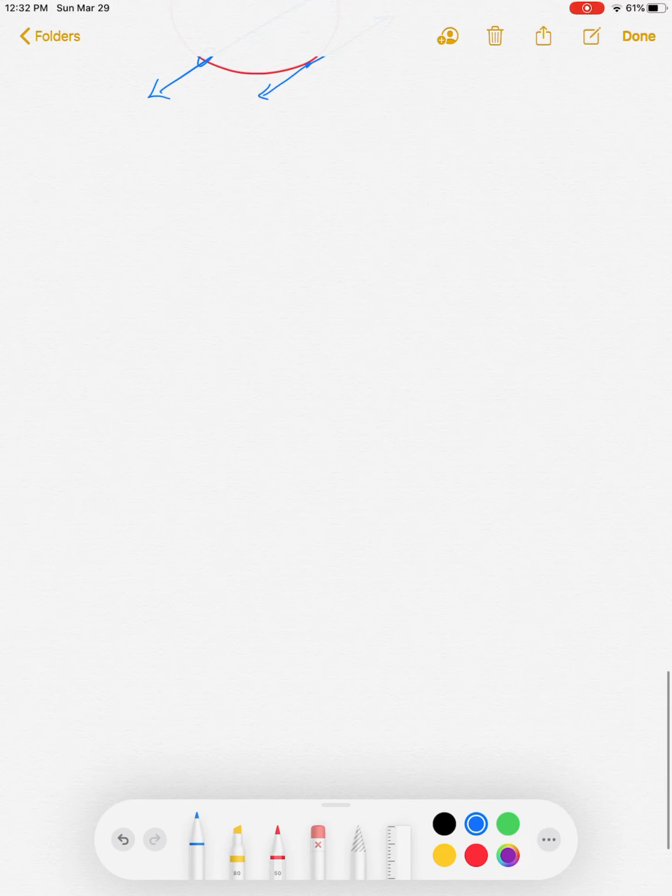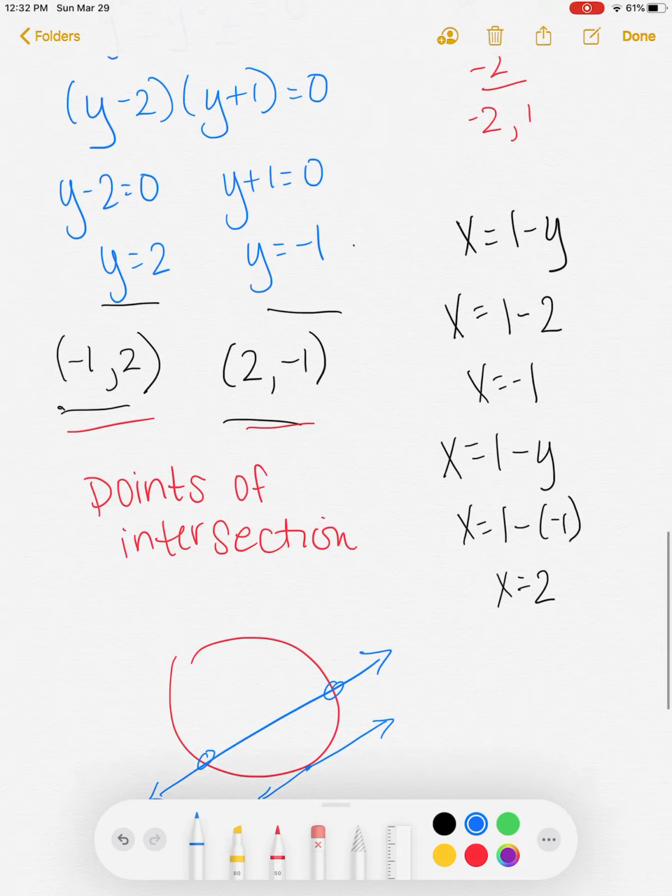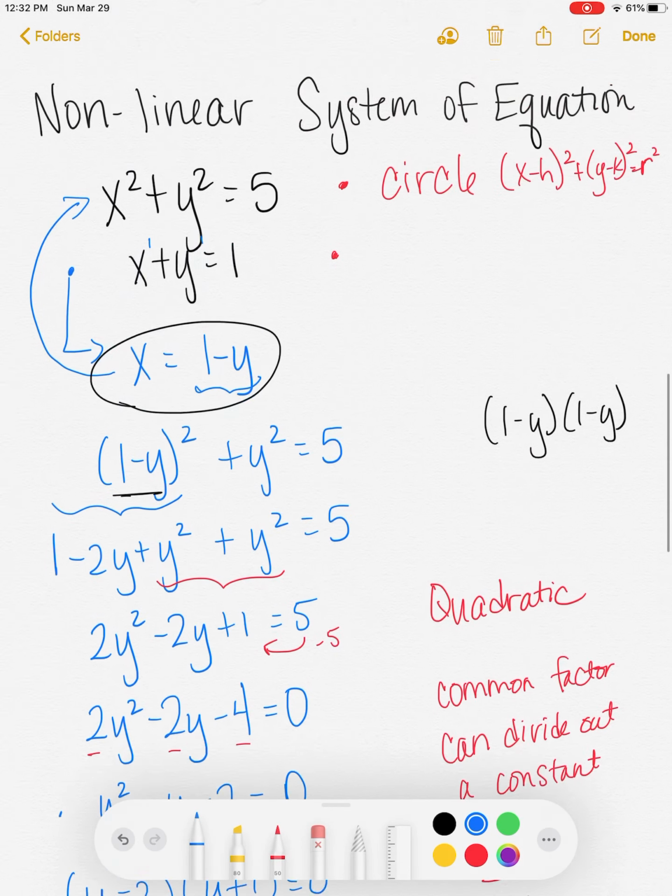Okay, I believe that is the gist of 7.1. So we're gonna stop here, and your homework is gonna be on WebAssign.